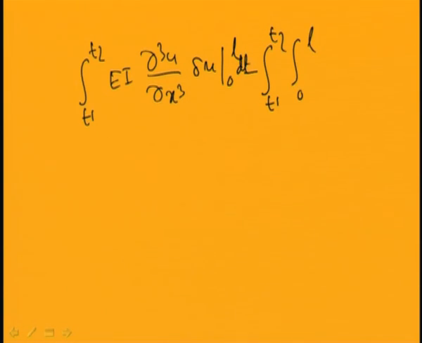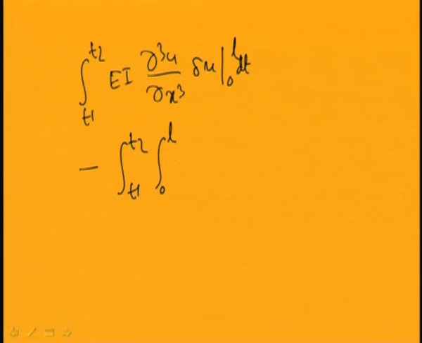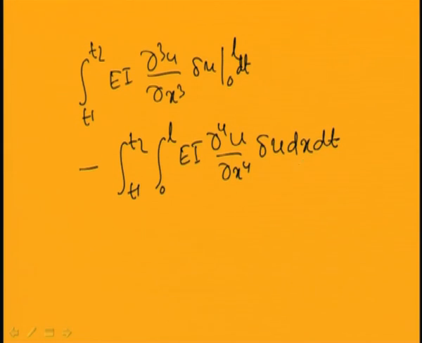So, this is dt. So, 0 to L I can write this expression below. So, this is minus integral T1 to T2, 0 to L. So, differentiation of the first term will give me EI del fourth u by del x fourth into del u dx dt.